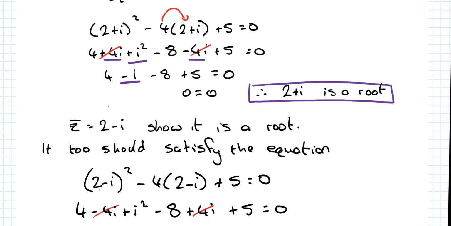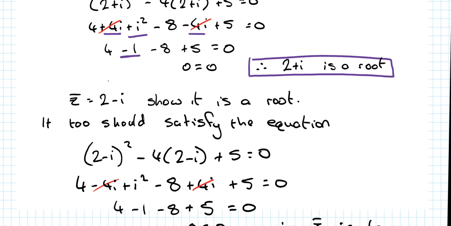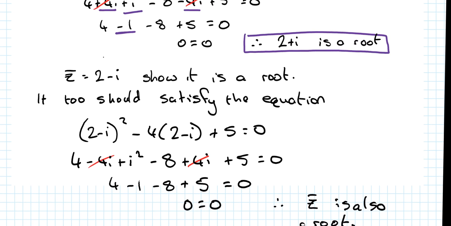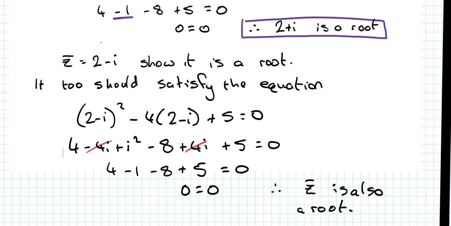Here at the front, 2 by 2 is 4. 2 by minus i is minus 2i. Minus i by 2 is minus 2i, so we get a minus 4i. Minus by minus is plus, i by i is i squared. The minus 4i and the plus 4i cancel. What do I know about i squared? It's minus 1. And we find that z conjugate is also a root.